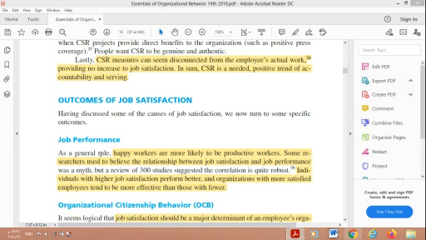Okay. Job performance, happy workers are more likely to be productive workers. So satisfaction will lead to productivity. Some researchers used to believe that there is a relationship between job satisfaction and job performance. Okay. Individuals with higher job satisfaction perform better, and the organizations with more satisfied employees tend to be more effective than those with fewer.